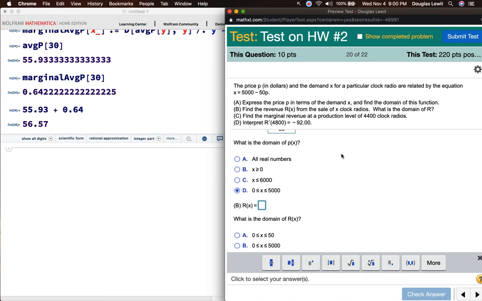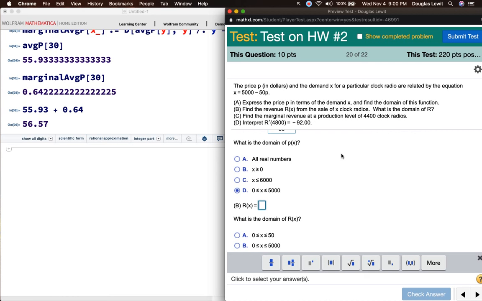So the price P in dollars and the demand X. So price is a function of demand. The revenue is based on the number of clock radios that I actually sell times P.